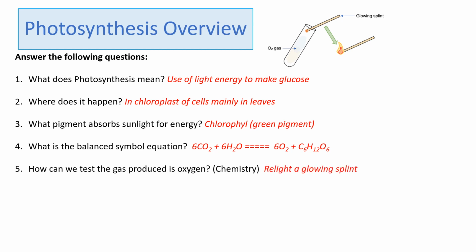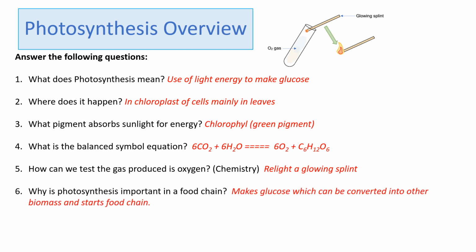We can test the product. It's more chemistry of oxygen. If you collected the oxygen up, you could put a glowing splint into it and it would relight a glowing splint. And photosynthesis is important in a food chain because it makes glucose, which can be converted to other biomass in the plant, which then starts the food chain.